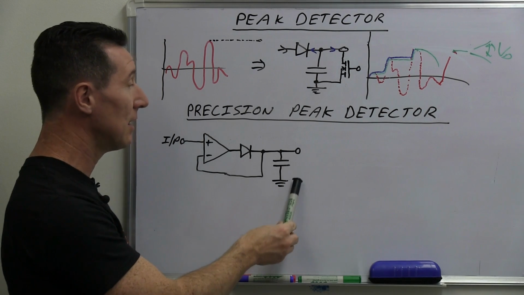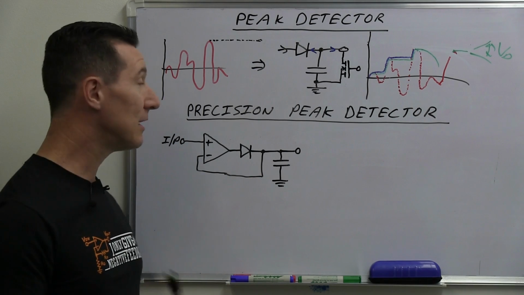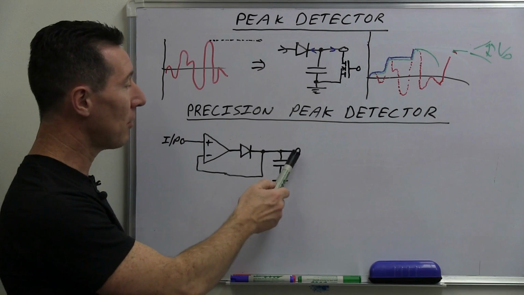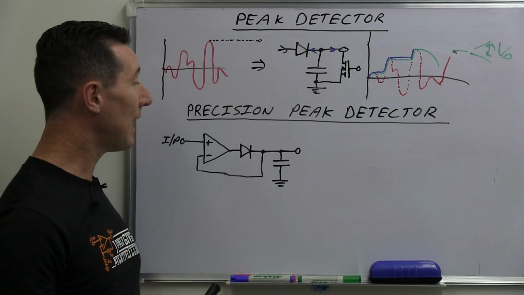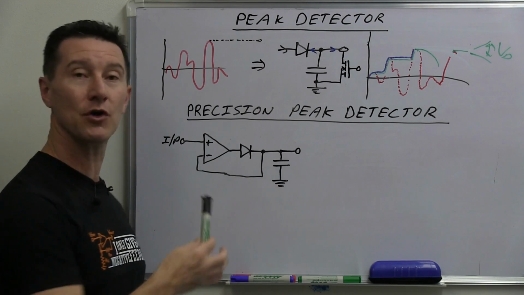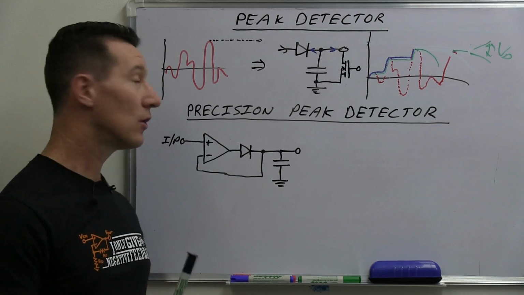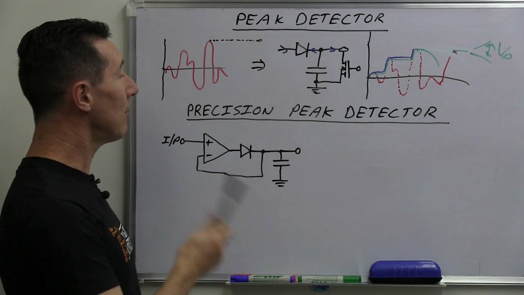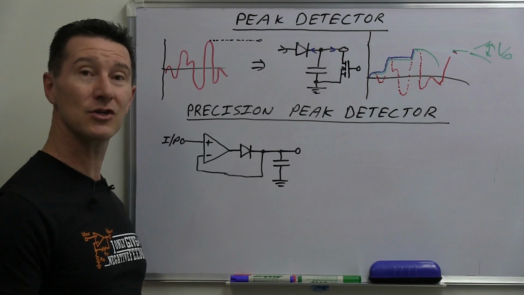You can have the resistor load on the capacitor here, for example, or you can have your reset MOSFET there to short out the cap on the output, provided, of course, that your op-amp can handle that short circuit current and it's not going to cause any damage. Usually not a problem. So we've got now our perfect peak detector circuit.